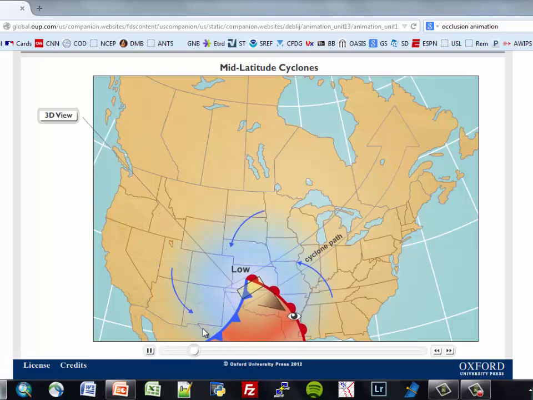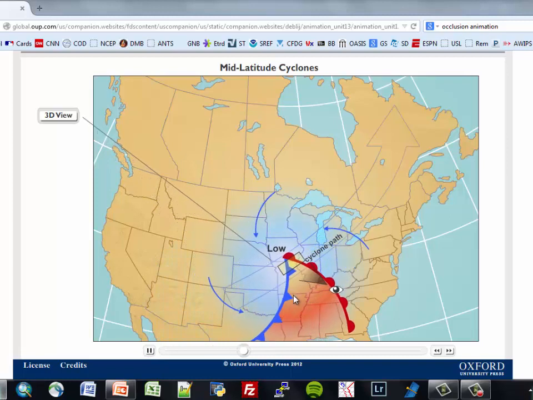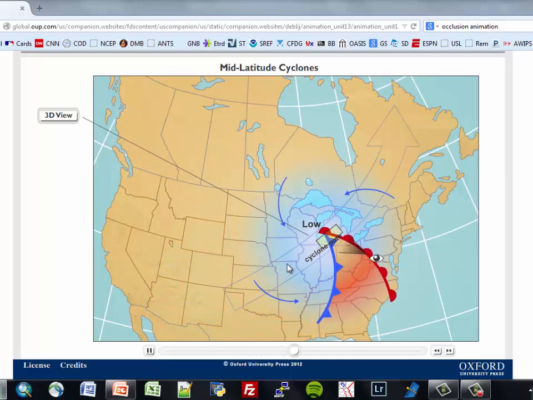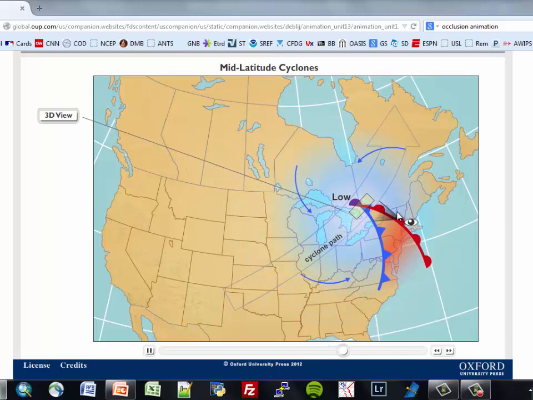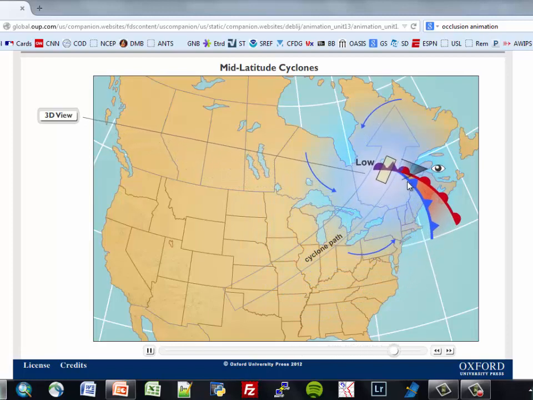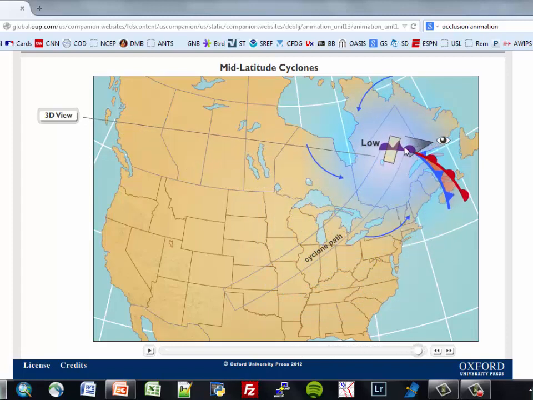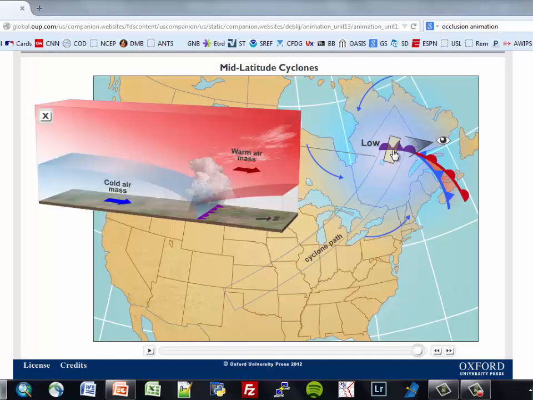As I allow this to animate, you'll see the cold air will move a little bit faster. We still have this general counterclockwise flow around the low. And as soon as the cold air begins to catch up, we begin to have an occluded front form, and the occlusion sequence has begun. So now this little eyeball is focusing on the box here. What I would like you to do, I'm going to play this animation over.